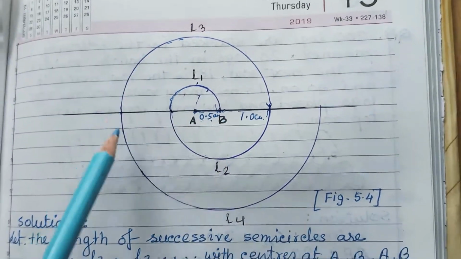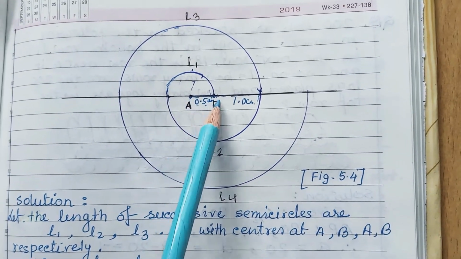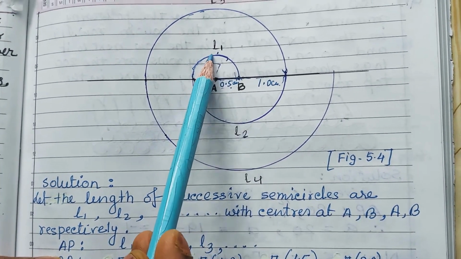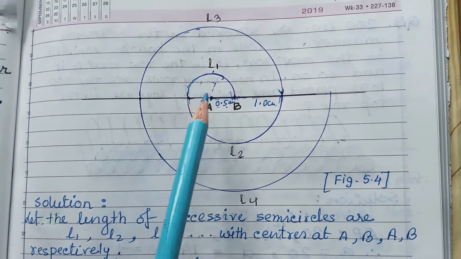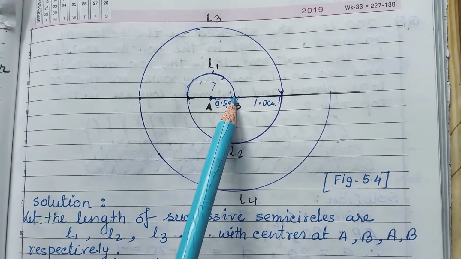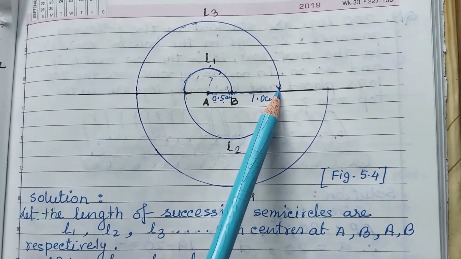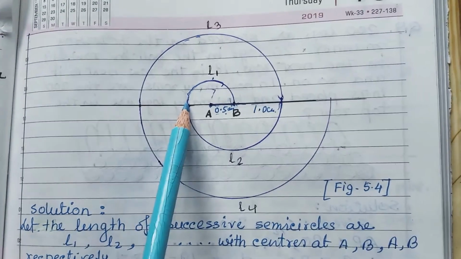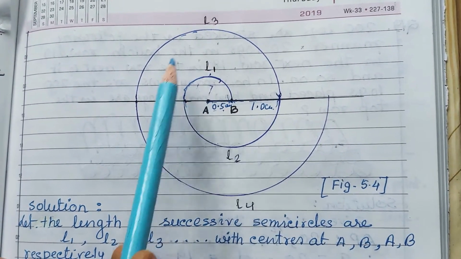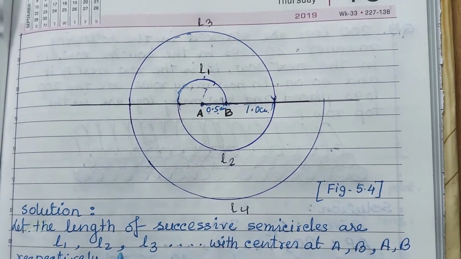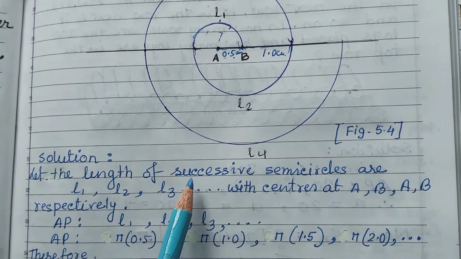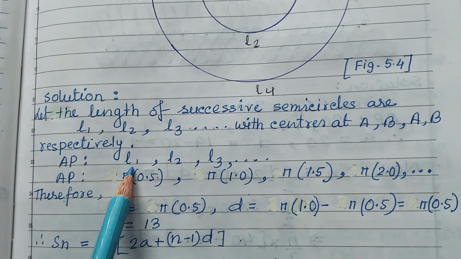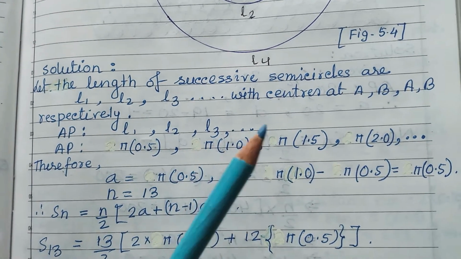It is the spiral. Centres are A and B. When the centre is A, the radius is 0.5, and it is the length of the semicircle. Next, when B is the centre, the radius is 1 centimetre, and L2 is the length of the semicircle. In this way, L1, L2, L3, L4 I have taken as the lengths of the semicircles, that means half of the circumference. So it is the AP L1, L2, L3, and so on.